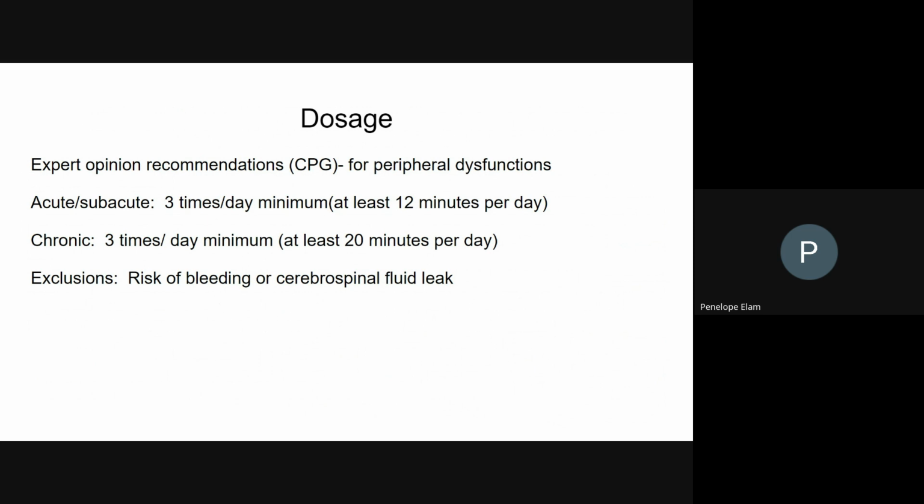Things that you want to avoid or be careful of is you want to make sure that if there's a risk of bleeding or cerebral spinal fluid leak, then obviously there'd be exercises we would not want to be performing on these patients.